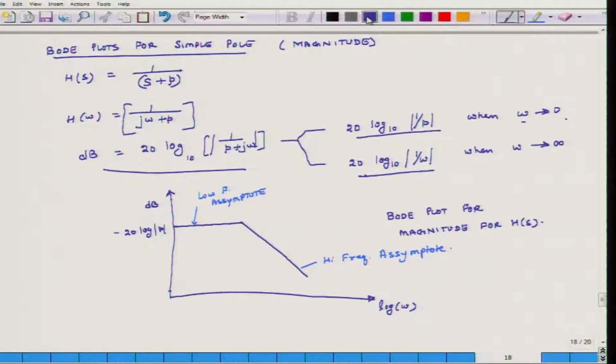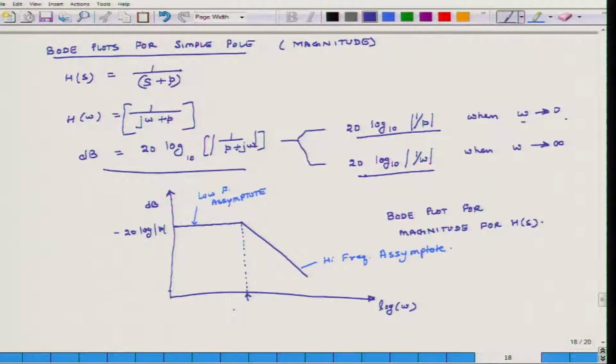The third thing about this graph is to figure out where these two asymptotes meet. They are going to meet when 20 log of 1 over p equals 20 log of 1 over omega. At that condition 20 will cancel away and 1 over p will have to be the same as 1 over omega, which means when p equals omega, these two lines will meet. So, the point of intersection is, on the log axis, on the frequency axis, log of p. Once again p may or may not be real, so I will put modulus of p.